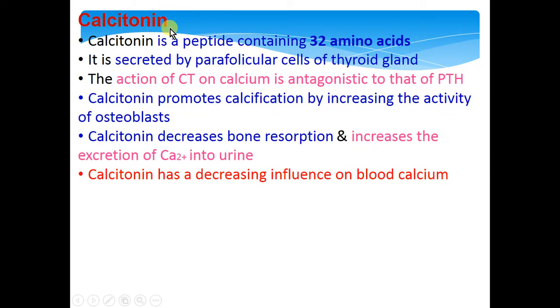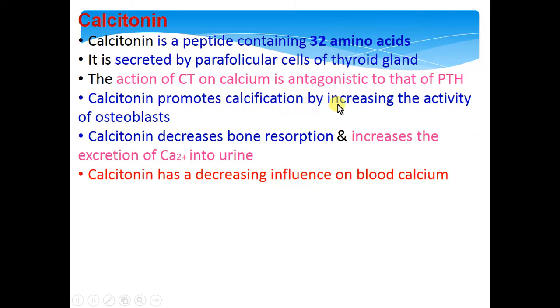The third control for the serum calcium is calcitonin, which we explained in the thyroid lectures. This peptide contains only 32 amino acids and is secreted from the parafollicular cells of the thyroid gland. The action of calcitonin on calcium is antagonistic to that of the parathyroid hormone. The net result of parathyroid hormone is to increase serum calcium, while the net result of calcitonin is to decrease calcium ion in the plasma or extracellular fluid.